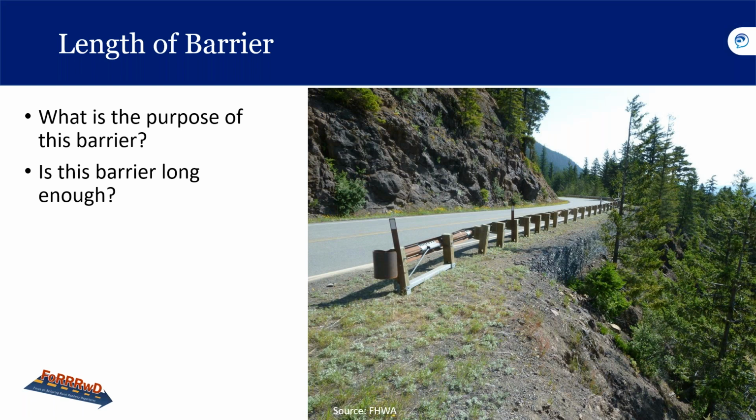So in this photo, the barrier is obviously here because we see a very steep slope or a cliff. And the last 12.5 feet of this rail will not redirect a vehicle. So a vehicle that hits on this end might still get into the steep slope. So I guess the answer would be no, it's not long enough. Maybe it should have been started prior to that.